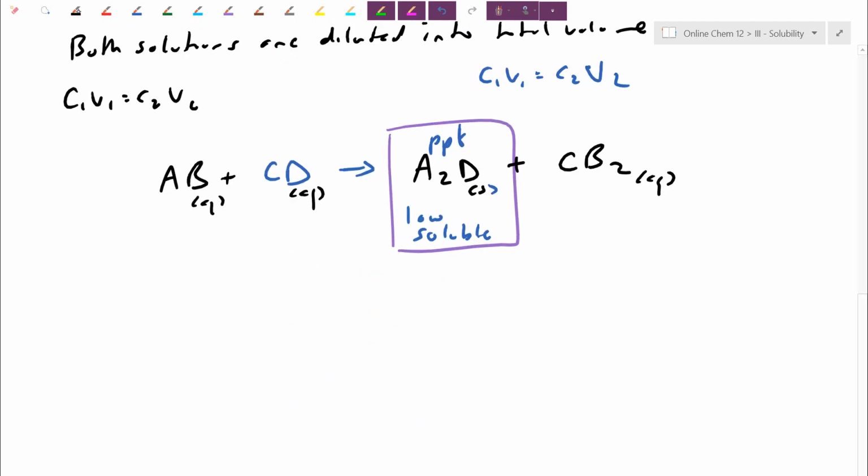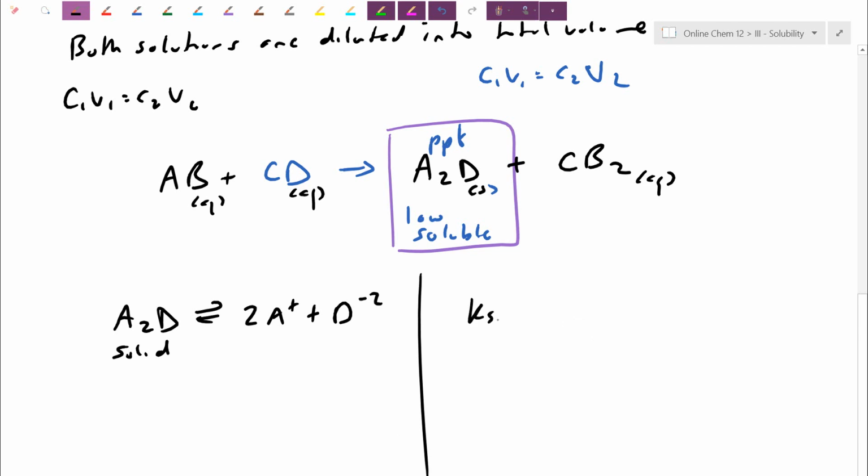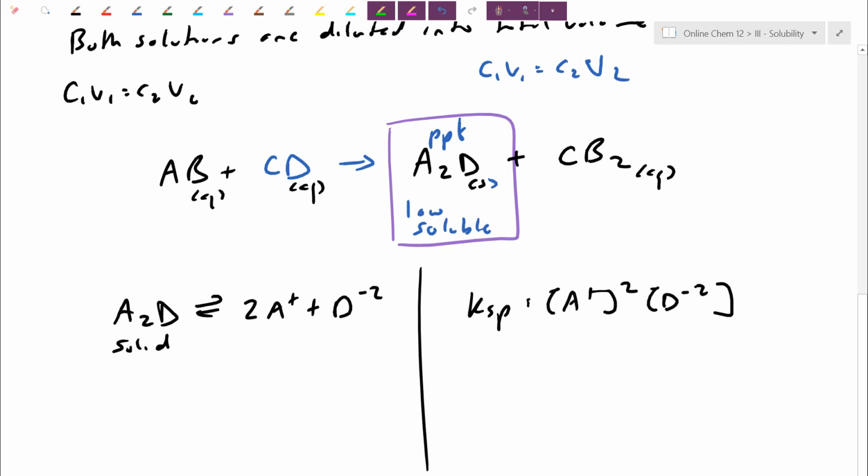With that precipitate, I'm going to put the solid on the left side. So I'm going to have A2D, solid, on the left side, even though technically it was a product of my ionic equation. So I have A2D, and I'm going to end up getting 2A plus and D minus 2. Those are my ions. I'm going to write the KSP expression. The KSP expression will be the ions. The coefficients go up into the powers: A plus squared, and then we have the D minus 2 here.